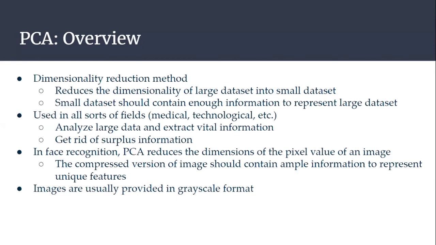It is used in all sorts of fields, medical, technological, etc., and is also used in face recognition. The purpose of it is to analyze large data and extract vital information, including getting rid of surplus information that does not really contribute to anything. In face recognition, PCA reduces the dimensions of the pixel value of an image, and it does so in a way that the compressed version of the image should contain ample information to represent the unique features of the original image. And usually when we implement PCA in face recognition, we provide face images in a grayscale format, black and white.